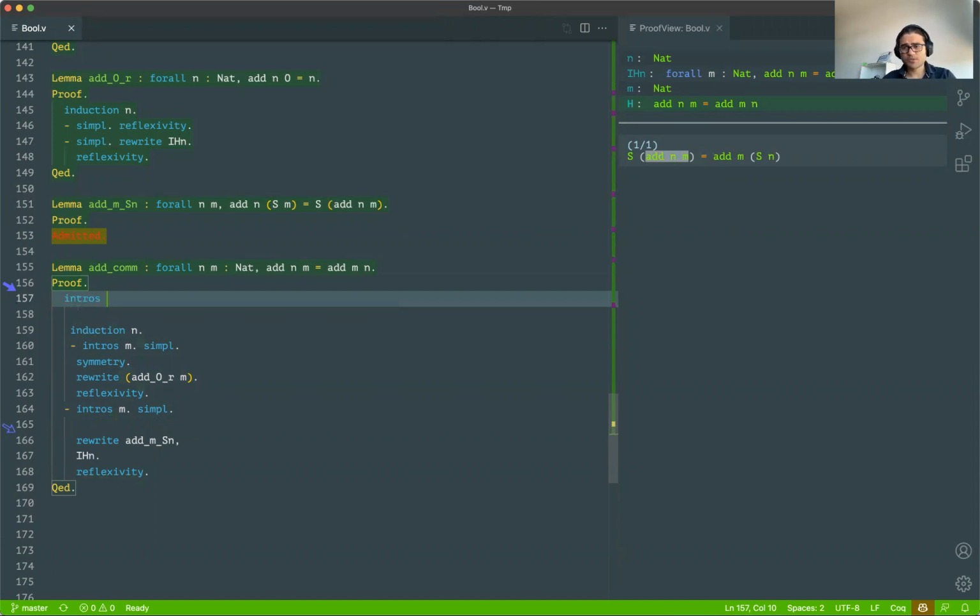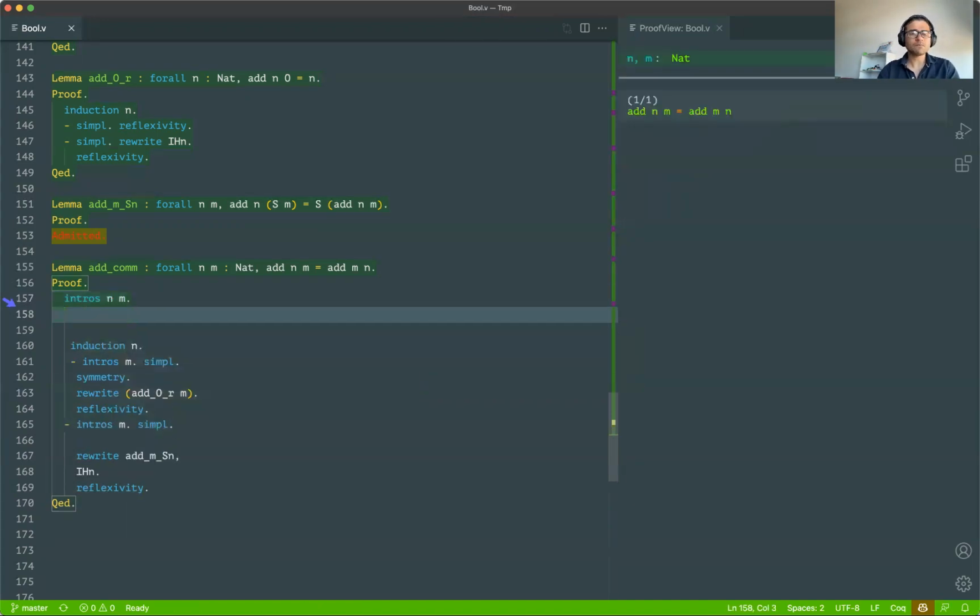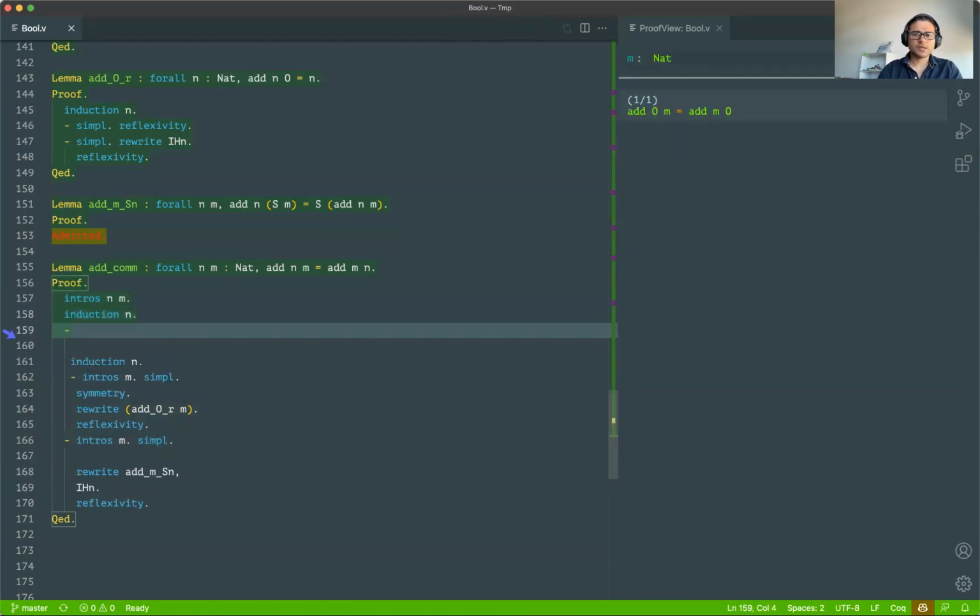But in future proofs, sometimes it becomes very crucial how you do induction and how you keep your induction hypothesis as general as possible. So I'm going to assume N M, and then I'm going to do induction on N. So the first one, I'm going to admit this.